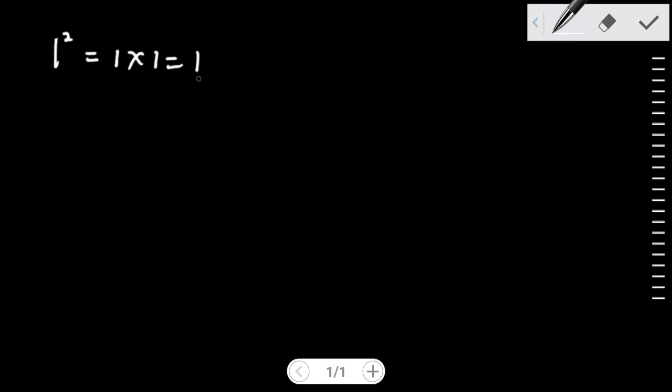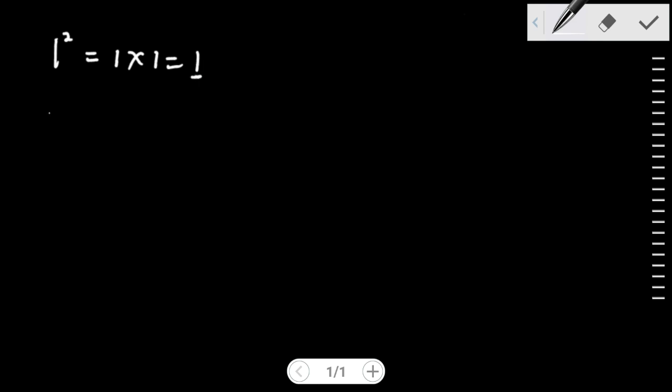Today I'm going to be dealing with square and square root of numbers. For example, let me start with this. Here I've been told to find the square of a number. For example, if I have 1, the square of 1: you square this and say this is 1 times 1, giving us 1. So this is the square of 1.